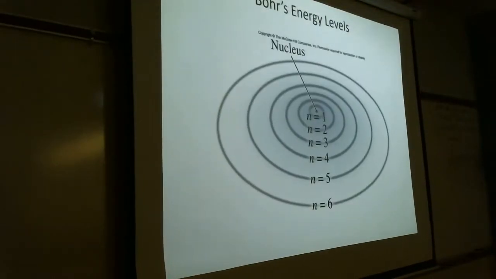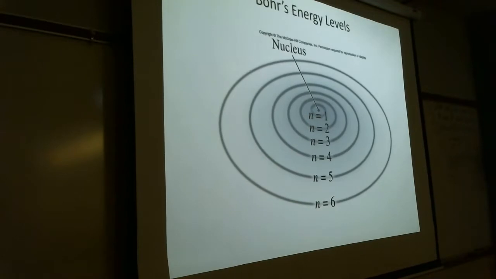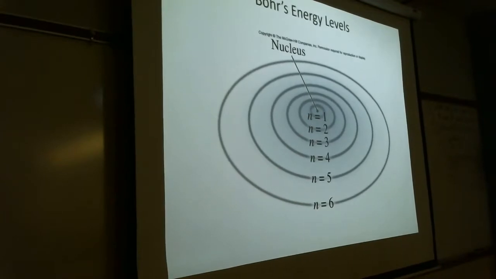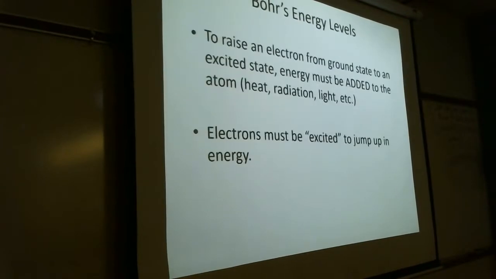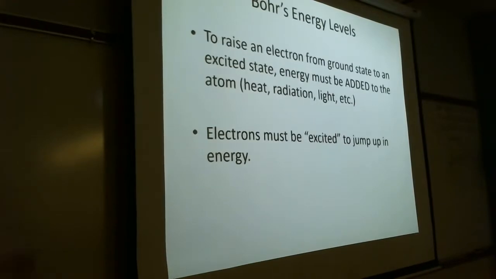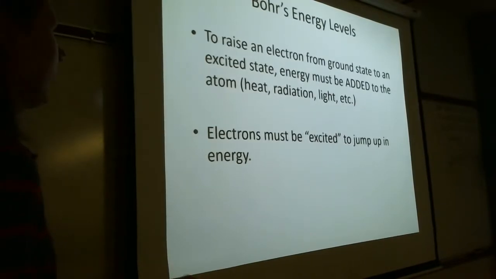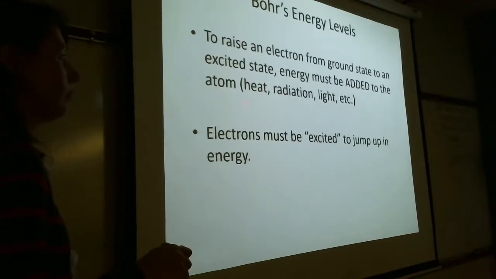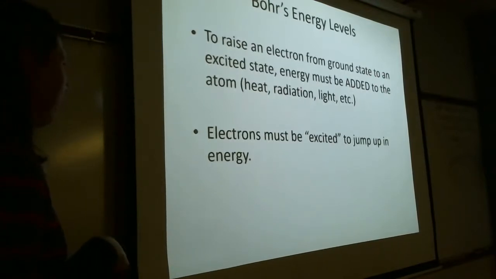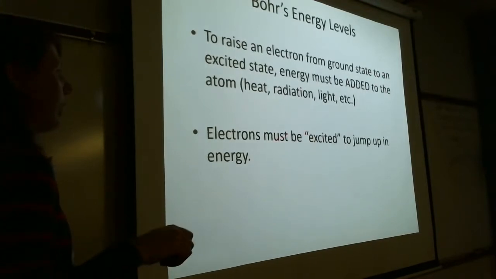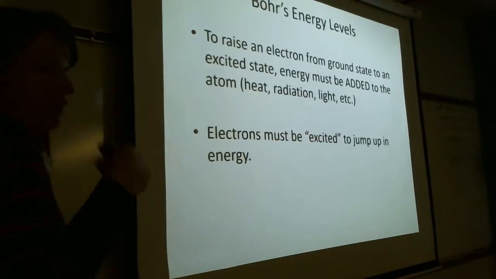All right, so there's Bohr's drawing of the atom. Right, so this is what I just said. To go from ground state to an excited state, we have to add energy. We're doing this in the form of heat, radiation, light, etc. And so that requires energy to go up in energy level, right?